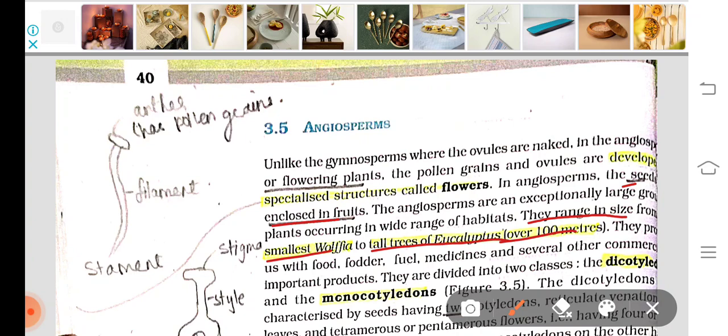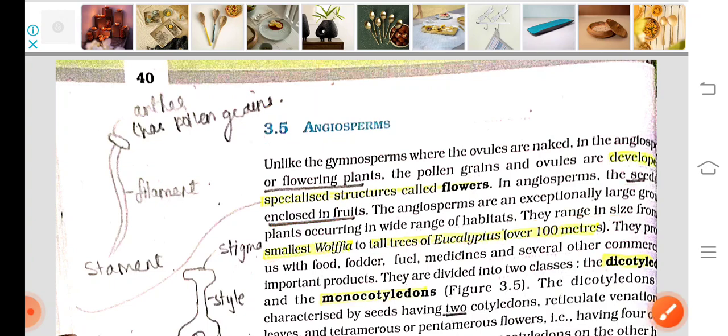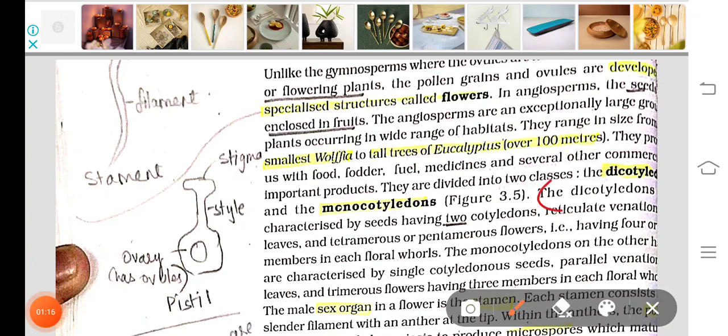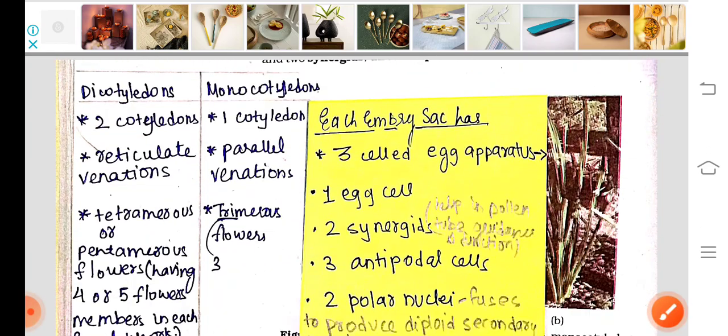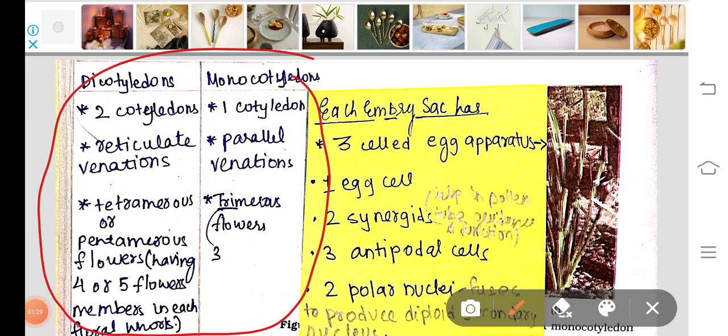So this one line is very much important for you to know, because for angiosperms you don't have any examples. Okay, angiosperm is the common example. Angiosperms also provide us with food, fodder, fuel and medicines. And it is divided into dicotyledons and monocotyledons. Over here in this paragraph you are given about the dicotyledon and monocotyledon, but I have told you this thing using this T diagram for better understanding.